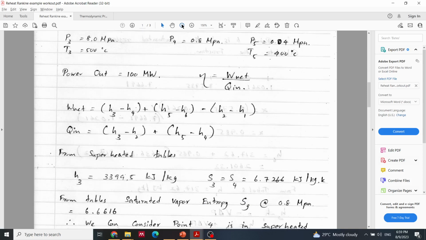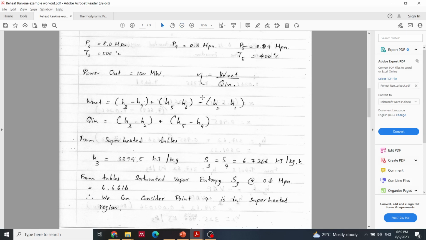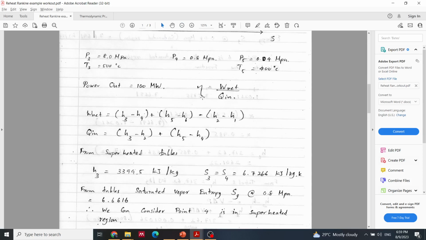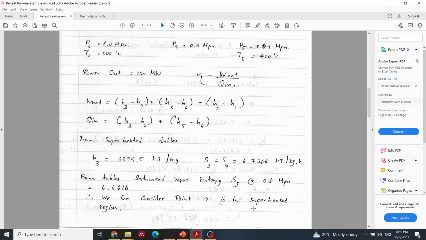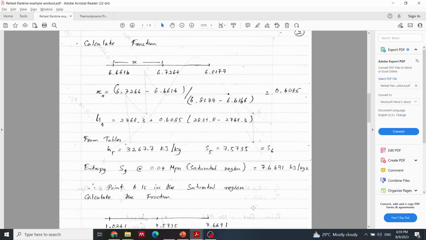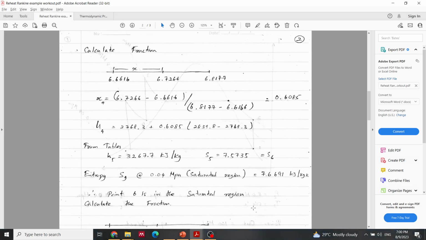Let me zoom out a little bit. So we know from the table, saturated vapor entropy SG at 0.8 megapascal is 6.6616. Therefore we can consider 0.4 is in the superheated region. Then the next thing is calculating the H4 values.